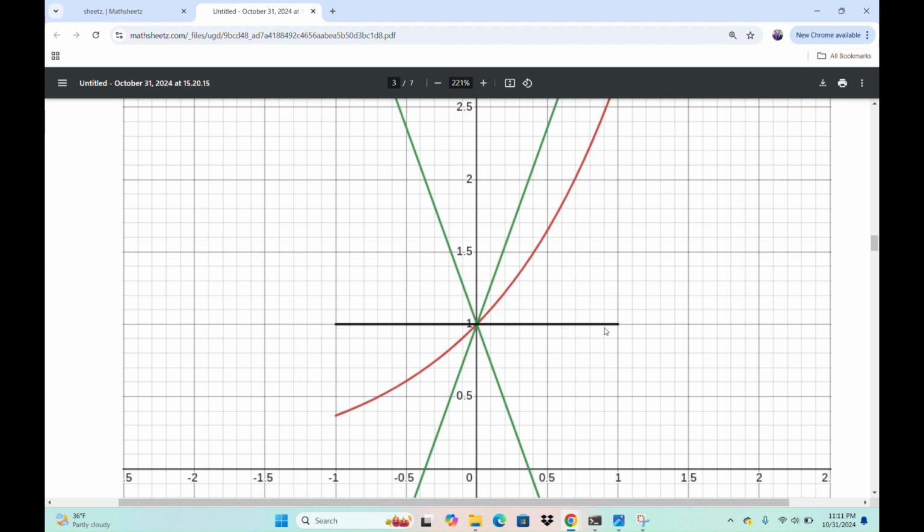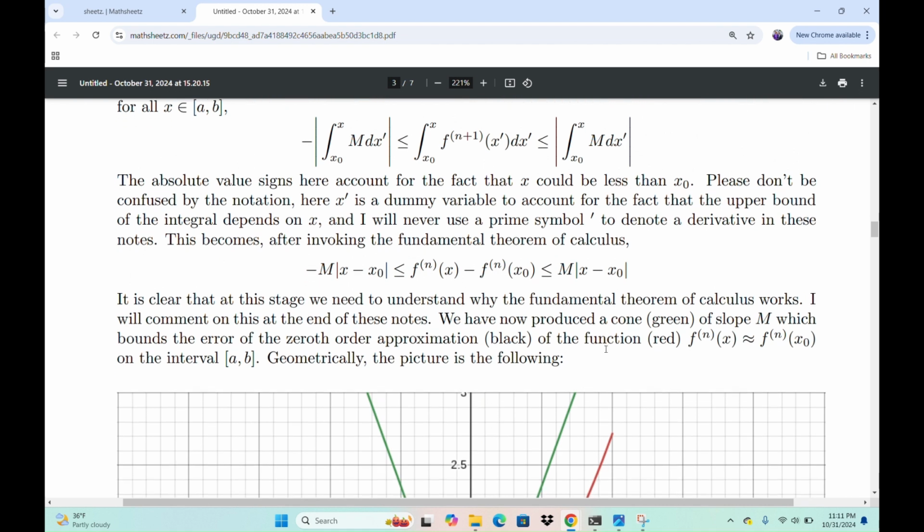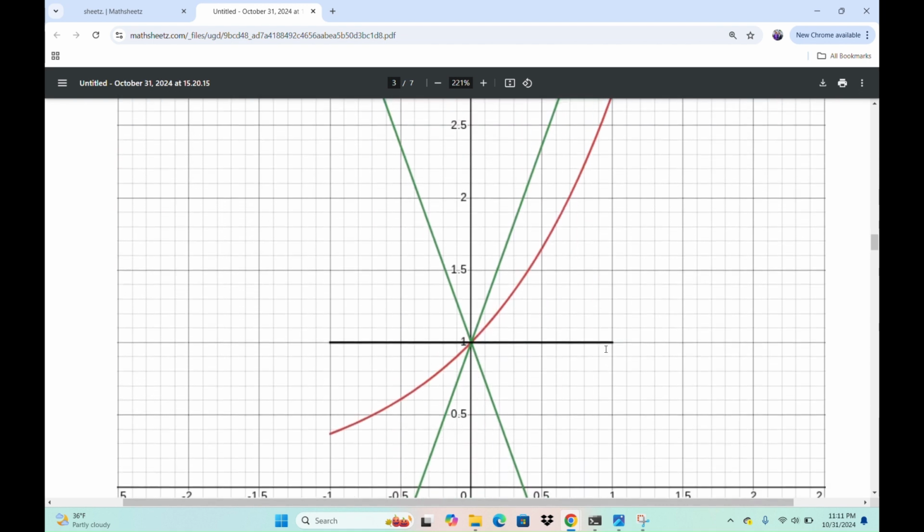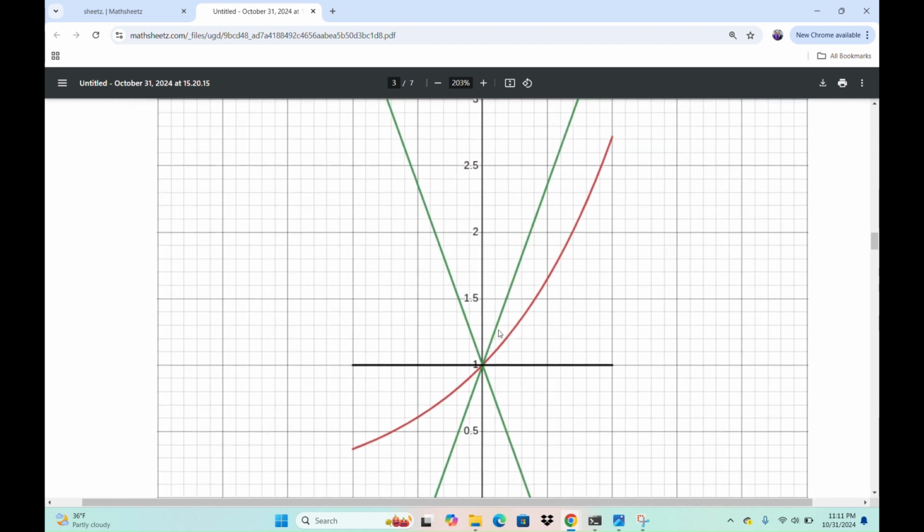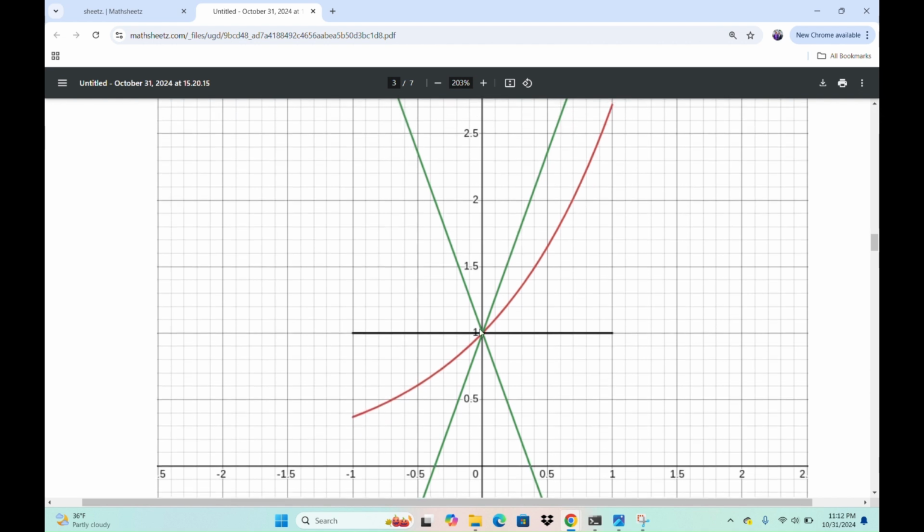Now this is my guess for the value of the nth derivative, just to make sure I'm doing things right. So the nth derivative I'm going to guess is, let's just say, its value at x naught. So I'm guessing it's a constant. And my guess, my 0th order approximation, has some error associated to it, and I want to bound that error.